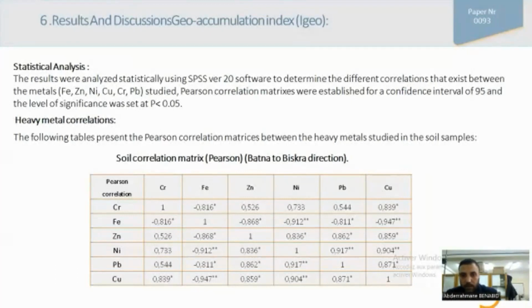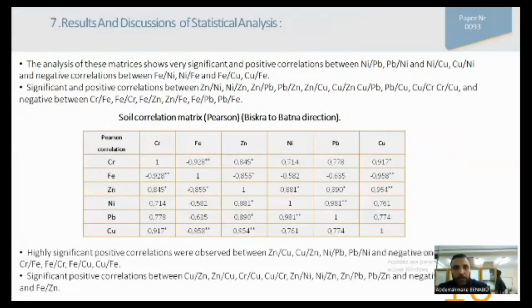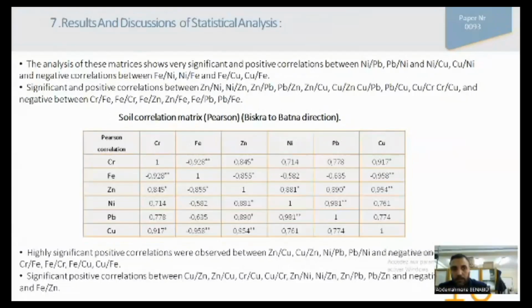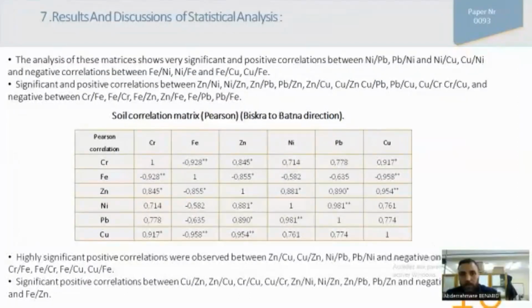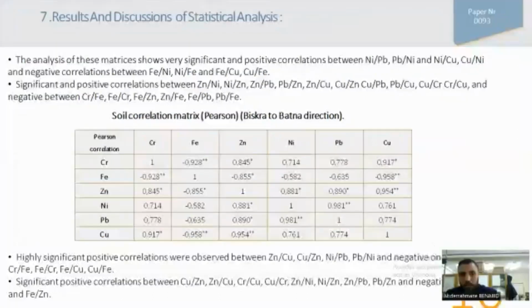Soil correlation matrix, Pearson, Batna to Biskra direction. The analysis of these matrices shows very significant and positive correlation between nickel and lead, lead and nickel, nickel and copper, copper and nickel, and negative correlation between iron and nickel, nickel and iron, and copper and iron.